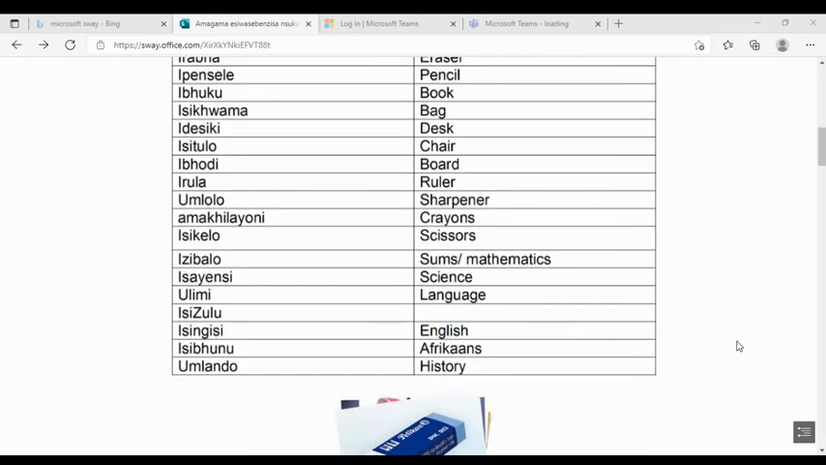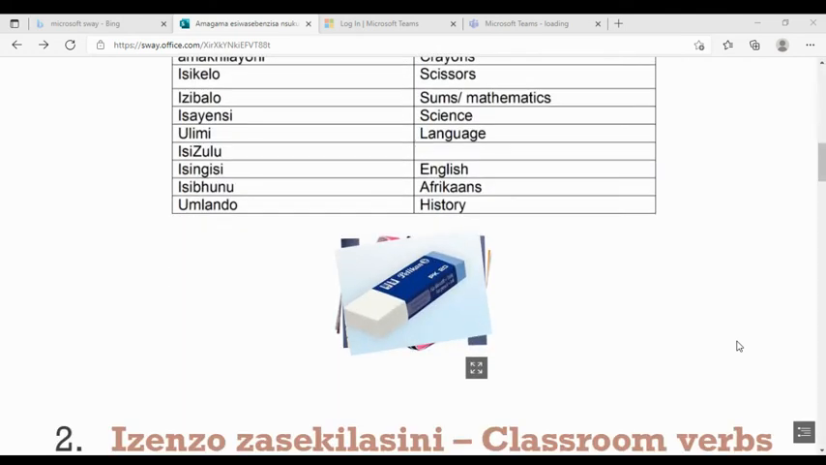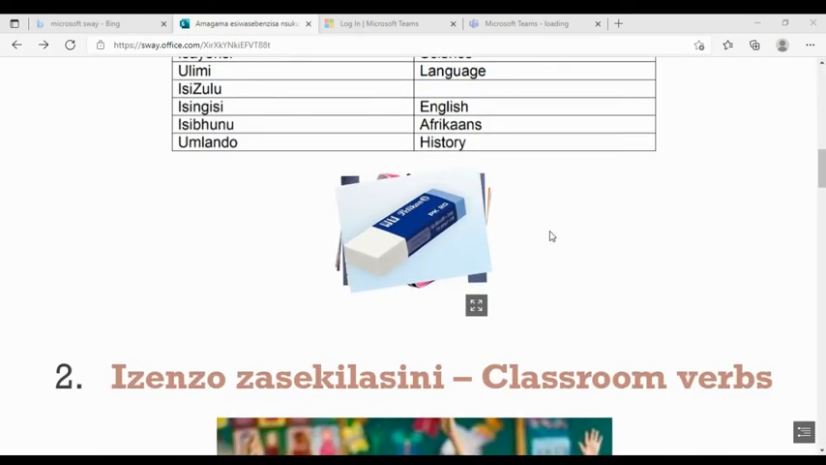Irula, ruler. Umlolo, sharpener. Amakhilayoni, crayons. Isikelo, scissors. Izibalo, it's sums or mathematics. Isayensi, science. Ulimi, language. IsiZulu remains isiZulu. IsiNgisi is English. Isibhunu, Afrikaans. Umlando, it's history. Alright, let's look at some of the pictures.